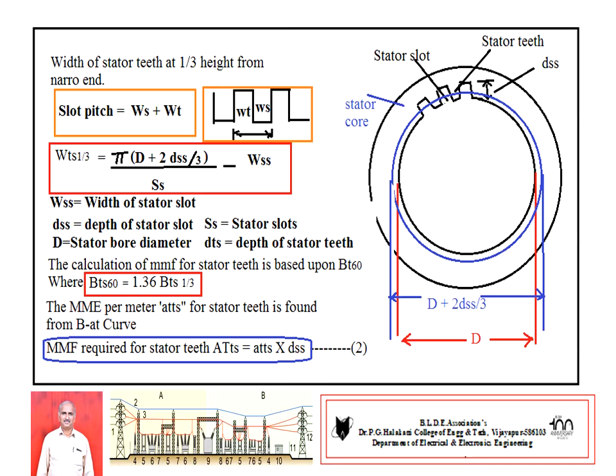You develop the expression. After calculating this flux density at 60 degrees, with the help of the BAT curve, it is possible to determine MMF per meter with respect to this flux density. Then we go for total MMF of stator teeth. That should be equal to MMF per meter of stator teeth into depth of stator slot. Here depth of stator slot and depth of stator teeth are both the same.